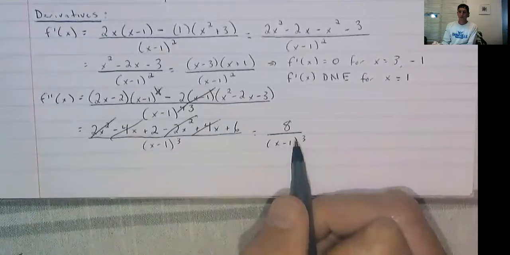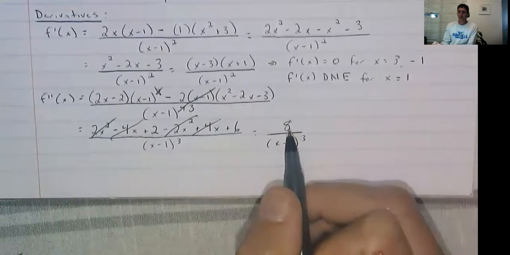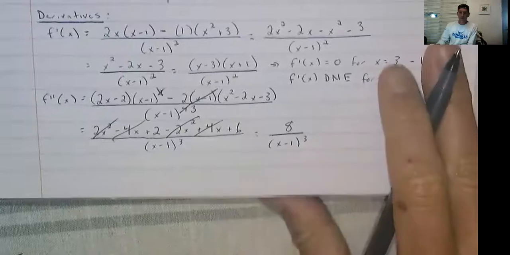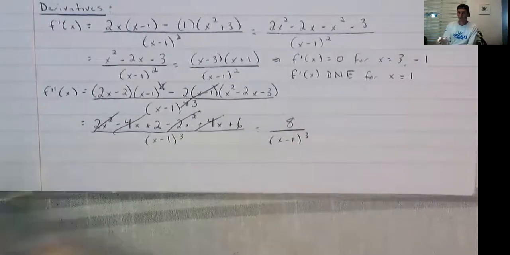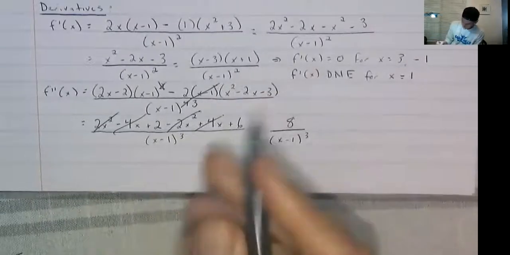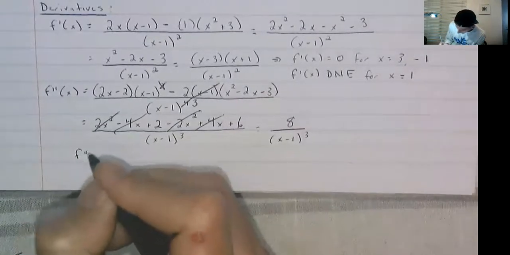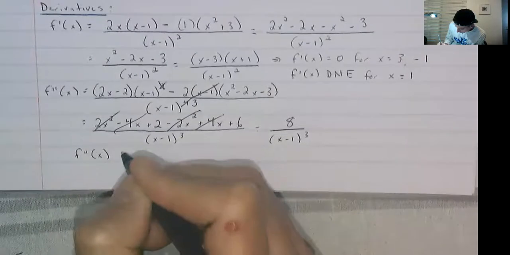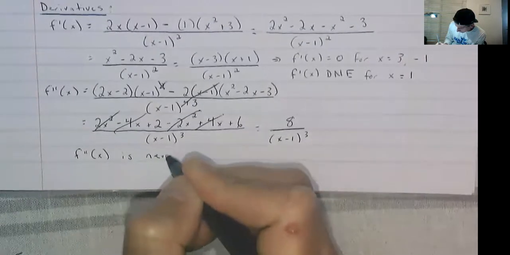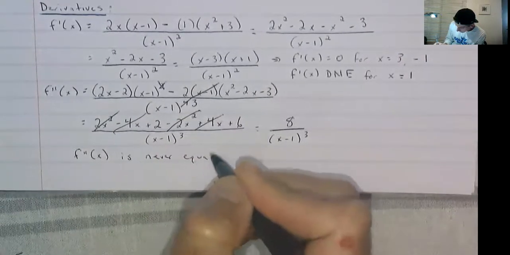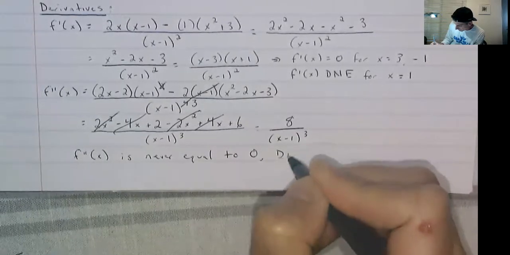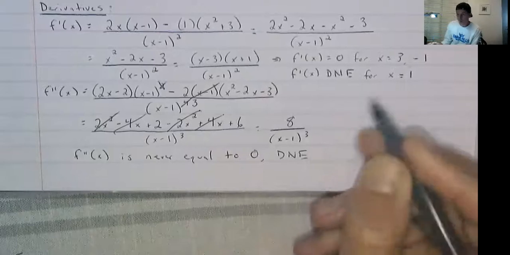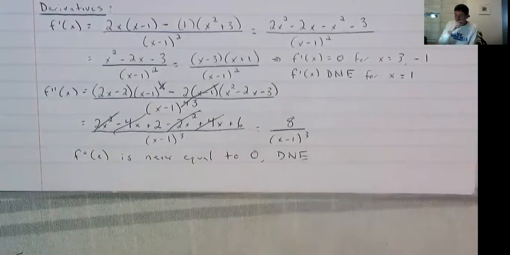So what does this tell us? Well, 8 ain't never going to be 0. So f double prime has no critical points that are equal to 0. So f double prime is never equal to 0. It has the same DNE, however, as our function and our first derivative, which makes sense, at x equals 1.